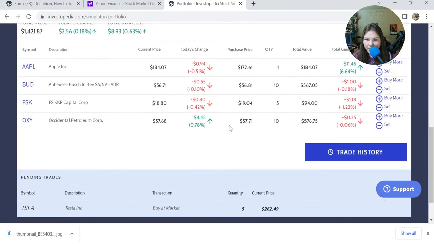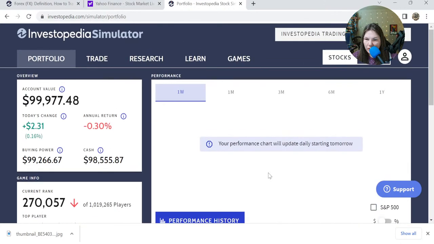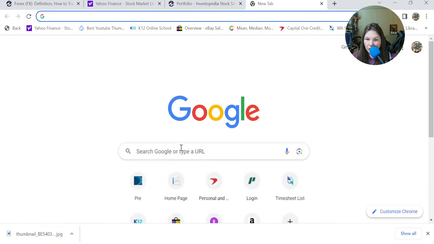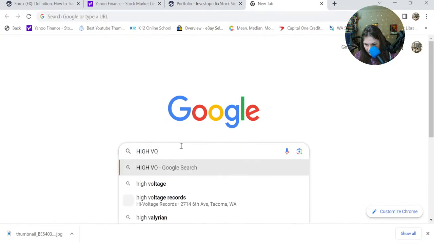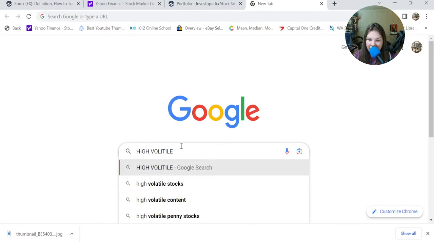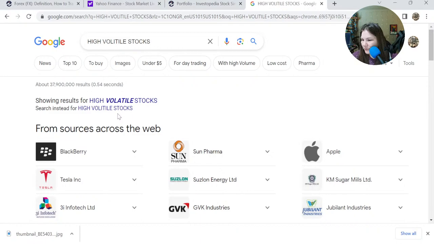Look what we got here. It still hasn't gone through on our Tesla. Let us look and see. High vol. Sorry, guys, I can't see my keyboard because my mic blocks everything. It's so big, it hangs out over. High volatile stocks for socks. Imagine if you're buying highly volatile socks. They would probably stink.